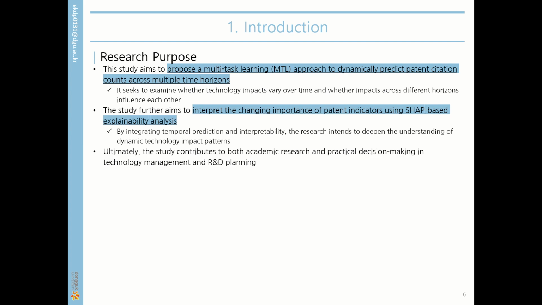So, this study aims to propose a multitask learning approach to dynamically predict patent citation counts across multiple time horizons. It further aims to interpret the changing importance of patent indicators using SHAP-based explainability analysis. Ultimately, it contributes to both academic research and practical decision making in technology management and R&D planning.